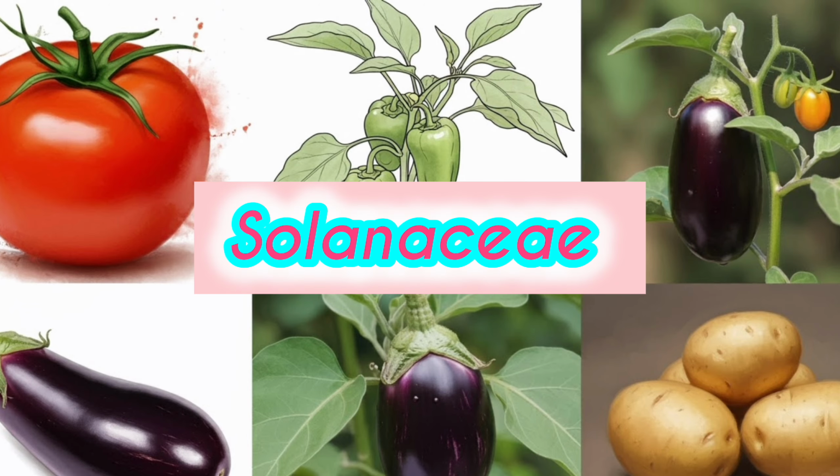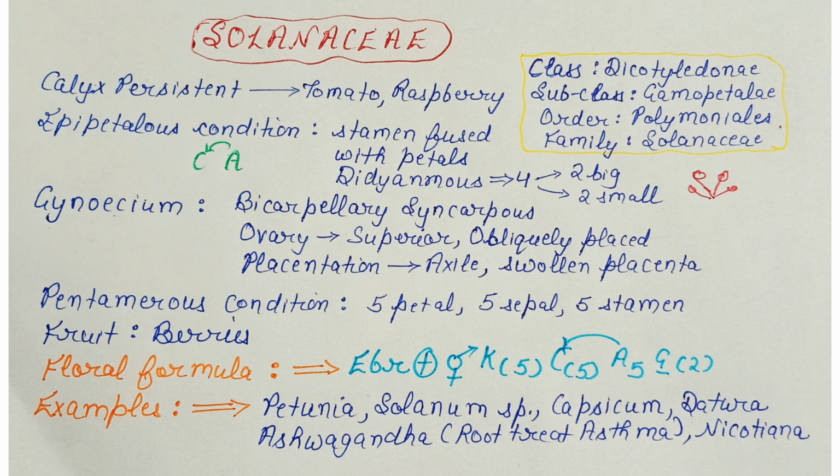Our next family is Solanaceae. Solanaceae is commonly known as potato or nightshade family. Solanaceae is also a dicot family, belongs to the order Polemoniales. In this family, the persistent calyx is seen. Epipetalous condition is there, that is, stamen is fused with petals. Stamens are didynamous, it means there are 4 stamens, 2 big and 2 small.